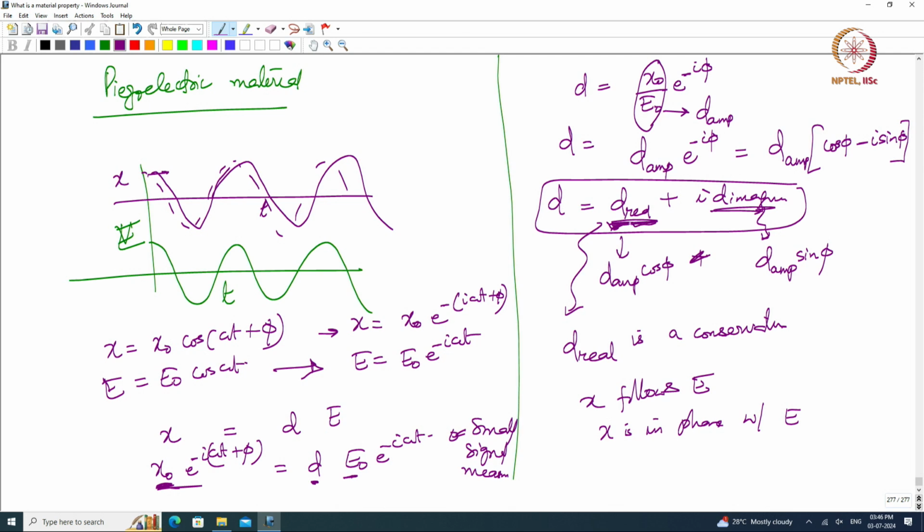This is the in-phase component, or the conservative component. Similarly, if I look at Q, a charge, Q will be C V. So if I measure, I will have a real part of capacitance plus an imaginary part of capacitance, times V.